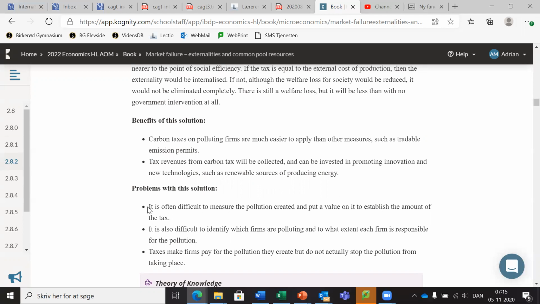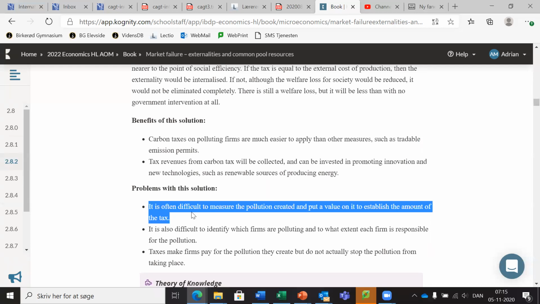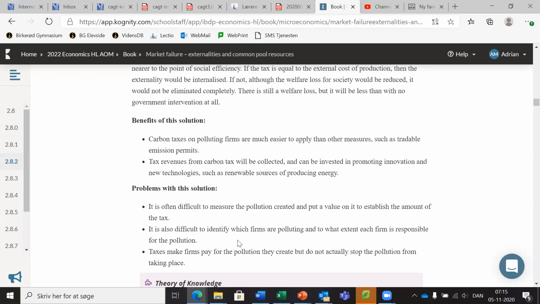The problems for tax, it's relatively easy to apply a tax, but to get the exact right tax, it's not that easy. Remember, look at how the supply curve went. If you put too small a tax, you'd still have a welfare loss. If you put too big a tax, then you have the other problem. You tax the producers so much that you're actually underproducing. That's not good either. Second point there, it's also difficult to identify which firms are polluting and to what extent each firm is responsible for the pollution.